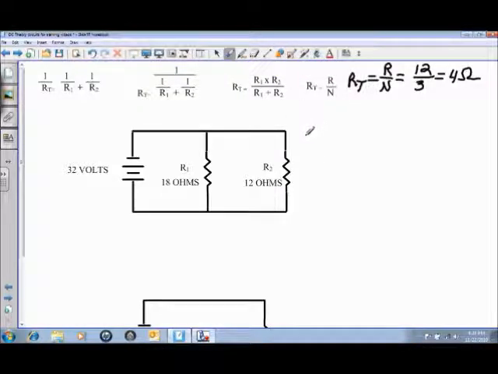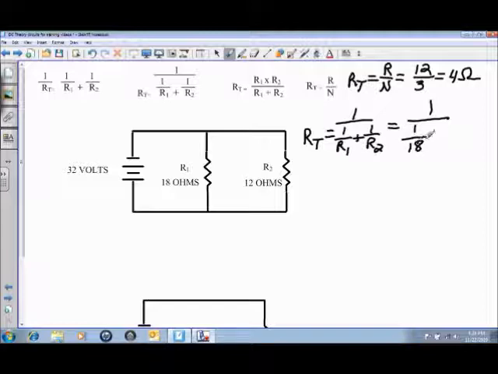So if we're going to calculate this one using the reciprocal, which is the one that I prefer, R total is equal to 1 over R1 plus 1 over R2. Go ahead and plug the values in there. So we have the reciprocal of 1 over 18 plus 1 over 12. So you punch that all into your calculator, and your total resistance is 7.2 ohms.